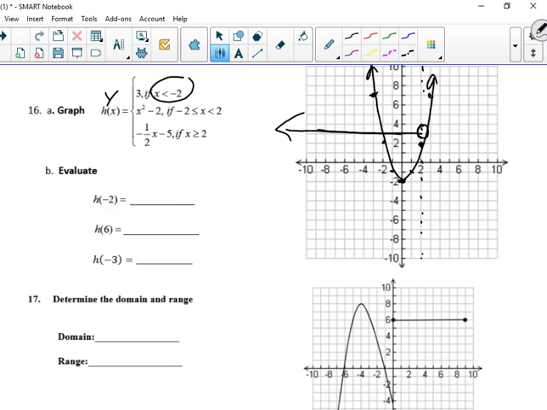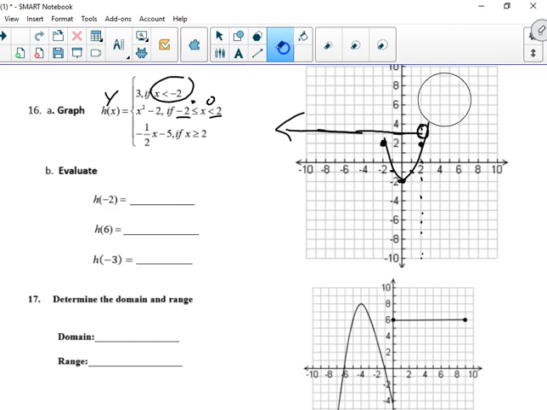But I only want between negative 2 and positive 2. And I want this to be a solid dot and this one to be an open dot. So I'm going to get my eraser out again. I don't want anything above that point right there. And I want it to be negative 2, positive 2. On the other side, I don't want any of this.